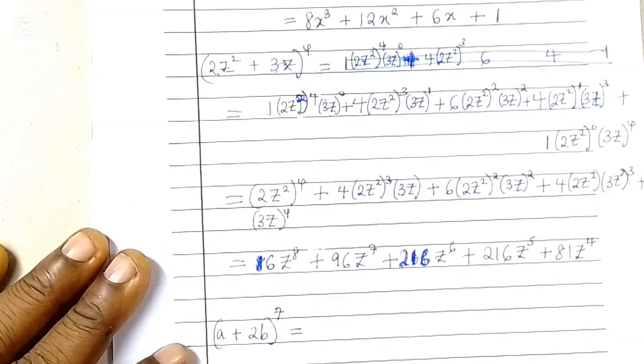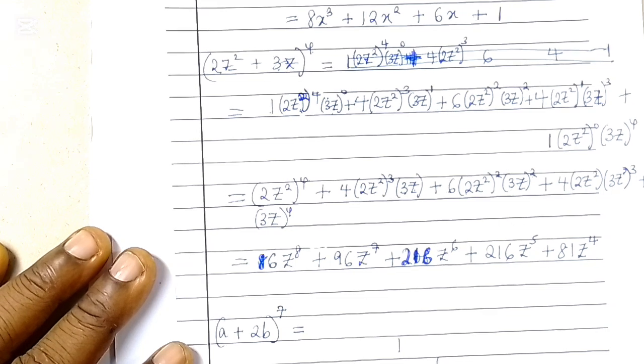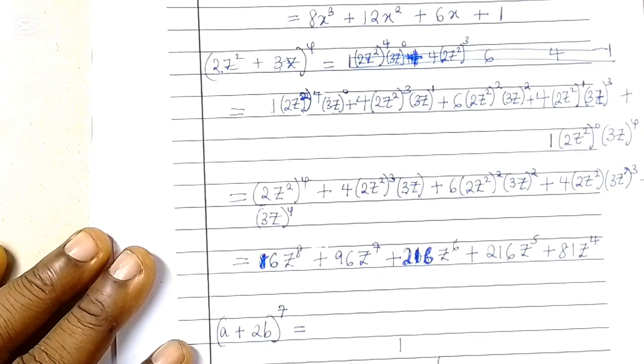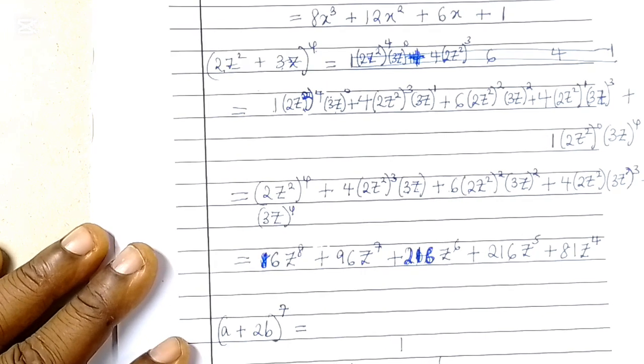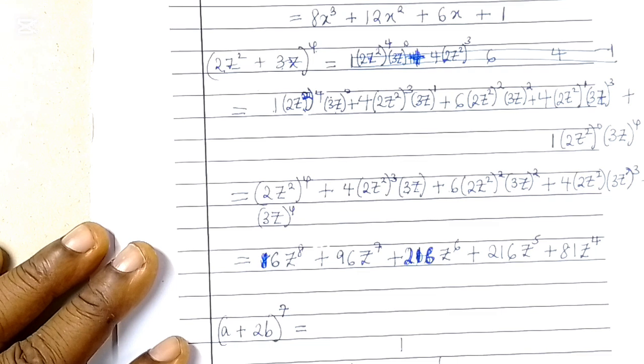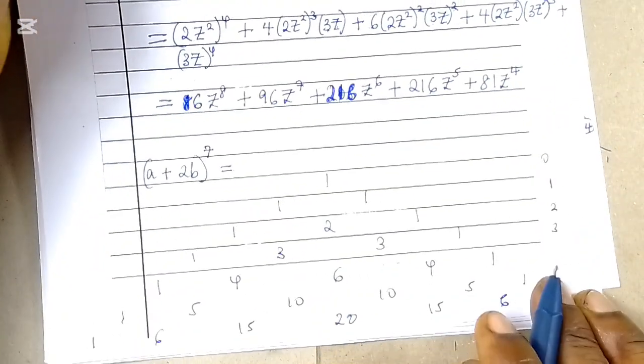That is developing, let's see: 1; 1, 1; 1, 2, 1; 1, 3, 3, 1; 1, 4, 6, 4, 1; 1, 5, 10, 10, 5, 1; 1, 6, 15, 20, 15, 6, 1. This is for 0 power, this is for 1, this is for power of 2, this is for power of 3. This is what I was actually doing.